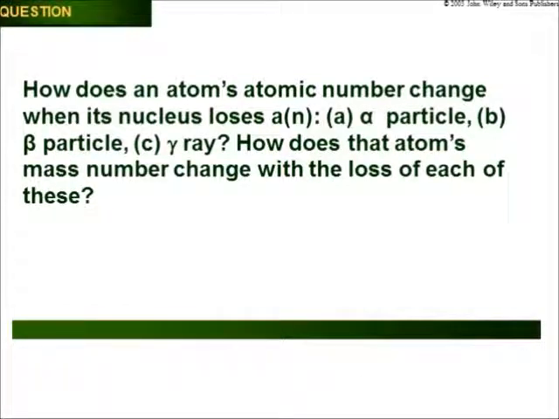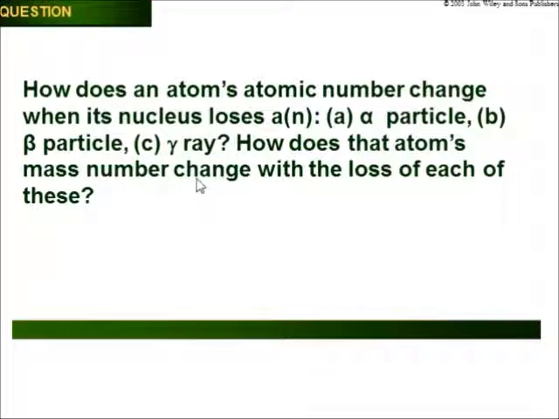Alright, so here's the question. How does an atomic number change when the nucleus loses an alpha particle? If we're looking at that, it's going to lose a helium, so it loses 2 numbers for the atomic number. It's going to go down by 2 because helium's atomic number is 2. Beta particle, it's going to actually go up. That beta particle is going to get emitted, and the atomic number is going to go up. Gamma ray, nothing's going to happen.